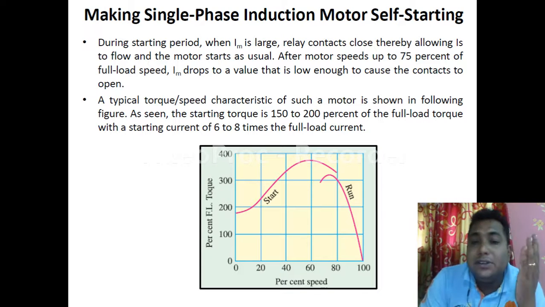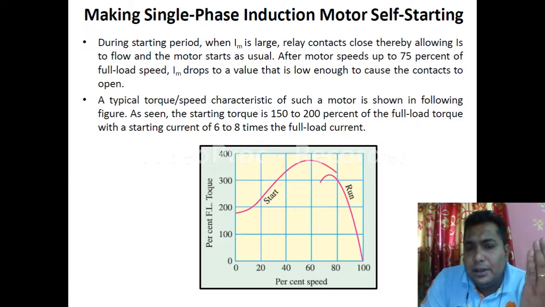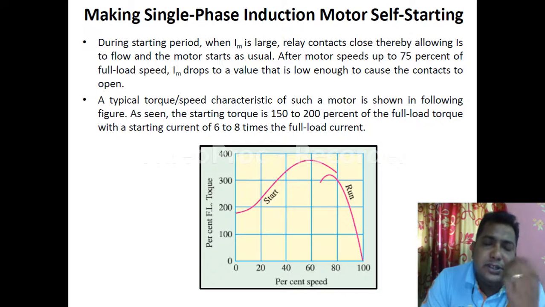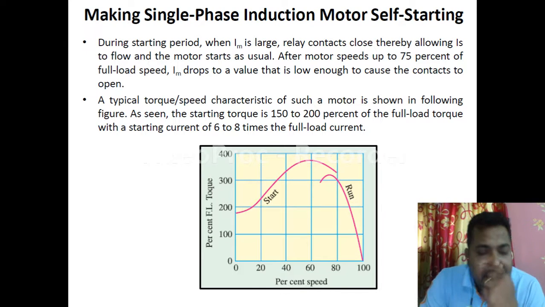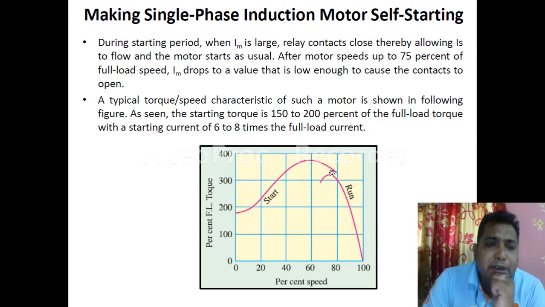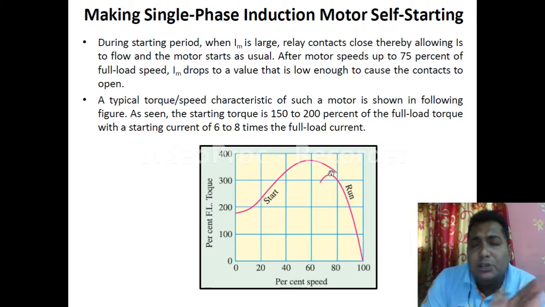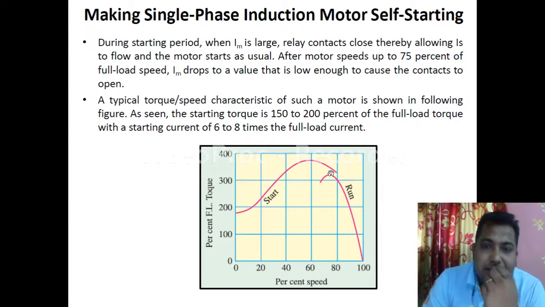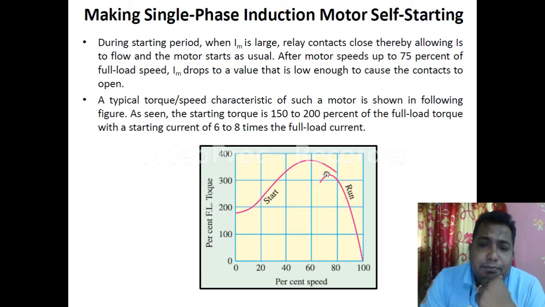the IM current value drops suddenly, so that the magnetization in the centrifugal switch is neutralized, and it causes the contacts of the centrifugal switch to be disconnected. When it is disconnected, the auxiliary winding or starting winding is also disconnected from the system, and depending only upon the main winding the motor rotates. The typical torque speed characteristics of such a motor are shown here.